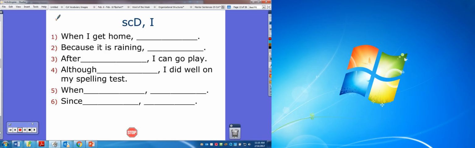Same thing in number 2. Because it is raining, you need an independent clause. Because it is raining, what will happen? Because it is raining, we cannot play football. Because it is raining, we cannot go outside. Remember, when you have the dependent clause coming first, you have to have a comma.